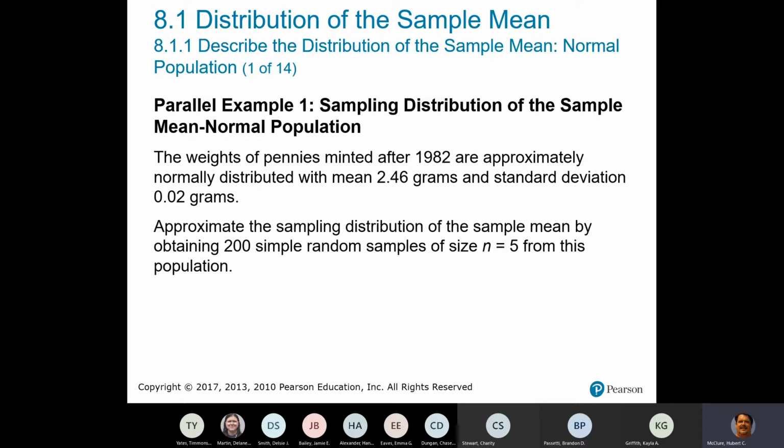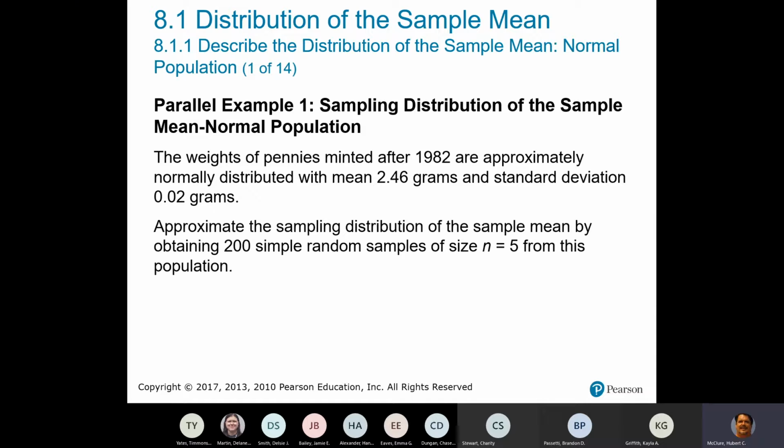Here's an example of a way a question will be set up. We're not going to do it because they're going to show you that they're going to do a lot of stuff behind this question. It said the weights of pennies minted after 1982 are approximately normally distributed with a mean of 2.46 and a standard deviation of 2.02. Now, what does that mean? That means draw the curve. We already know that from chapter 7.